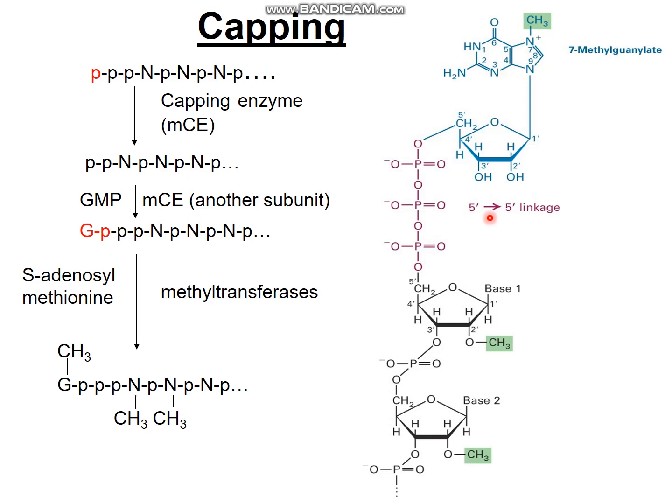This figure shows a special type of linkage that is obtained during the capping procedure, and that linkage is known as a 5' triphosphate linkage. And why is it said to be a triphosphate linkage? As you can see from the structure, three phosphate groups are involved in this procedure, and hence it is called a 5' triphosphate linkage.